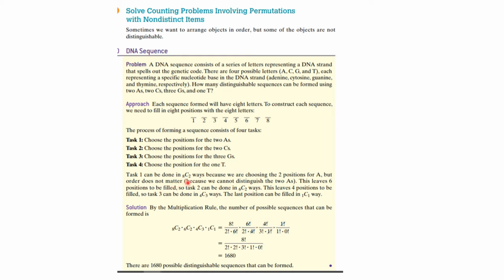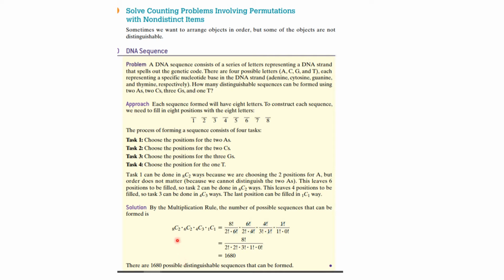Now, task 1 can be done in 8 choose 2 ways because we're choosing the 2 positions for A. But the order doesn't matter because we can't distinguish between the 2 A's. This leaves 6 positions to be filled, so task 2 can be done in 6 choose 2 ways. This leaves 4 positions to be filled, so task 3 can be done in 4 choose 3 ways. And the last position can be filled in 1 choose 1 way, that is exactly 1.